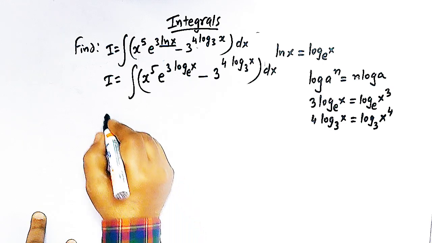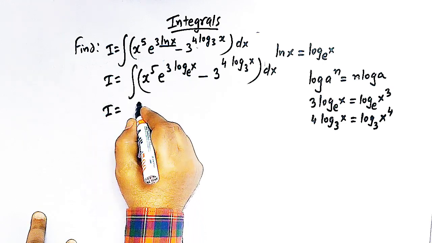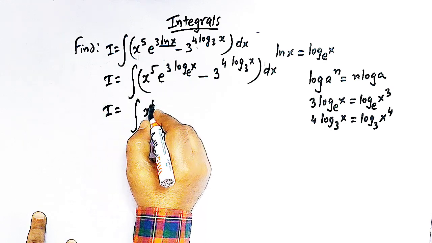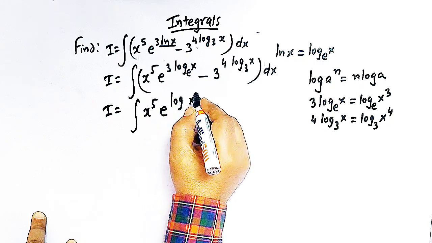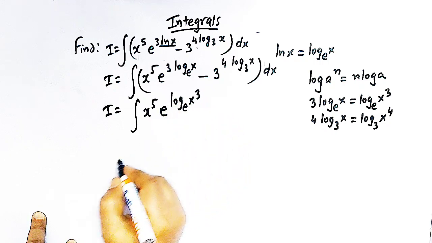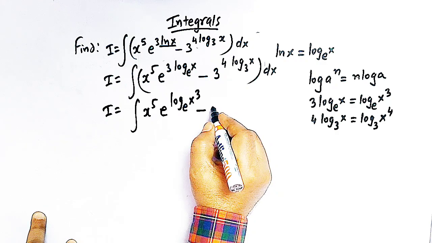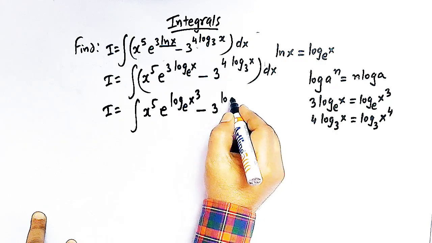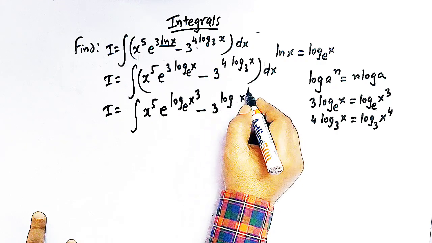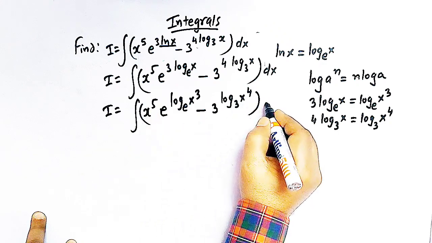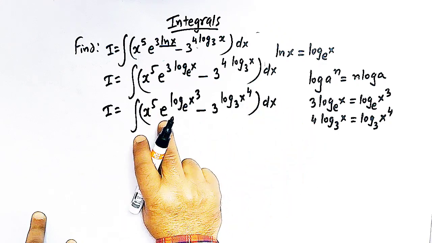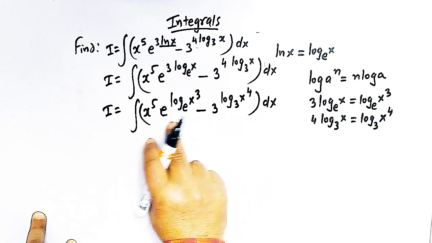So now this integral I can be written as x raised to 5 and e raised to log x raised to 3 to the base e, and then we have 3 raised to log x raised to 4, and here we have the base 3. Okay, so now we have this expression.